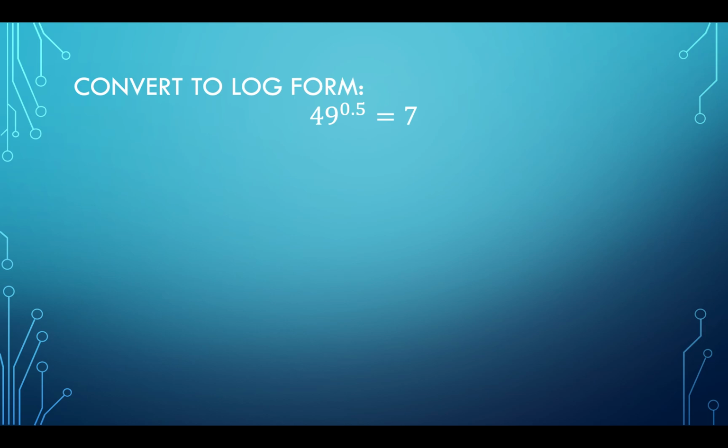Let's convert the following to log form. 49 to the 0.5 power is equal to 7. Log, and then 49 is our base, so log base 49. Now we're going to put our answer in, 7, is equal to, and lastly, what goes there? Our exponent. So 49 to the 0.5 power is equal to 7, and in log form, it's log base 49, 7 is equal to 0.5.